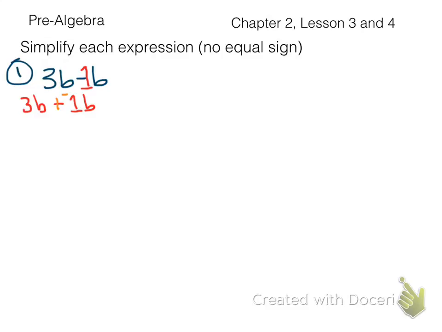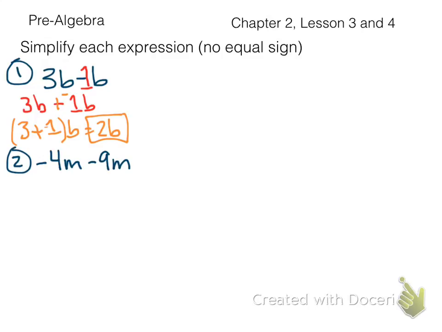So I'm going to go ahead and do the distributive property extraction method real quick. And I'm going to pull out the b, and 3 plus negative 1 is 2b. When you could have also done 3 minus 1b, which is going to give you 2b.